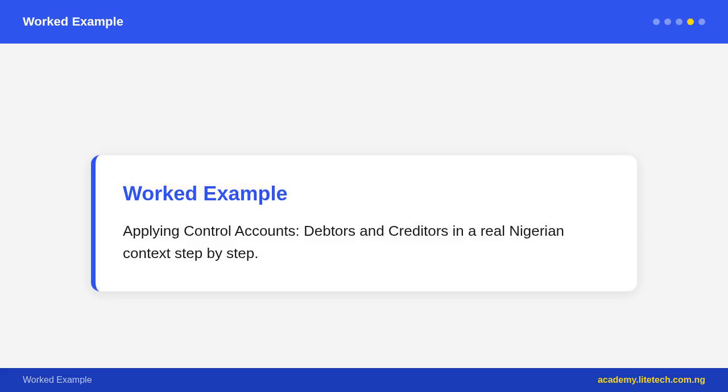Reconciliation. The closing balance of the debtors control account, 205,000 Nigerian nairas, must equal the total of all individual debtor account balances in the sales ledger. If they differ, there is an error somewhere.